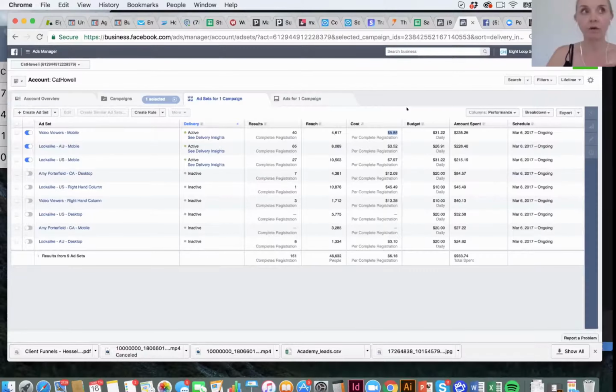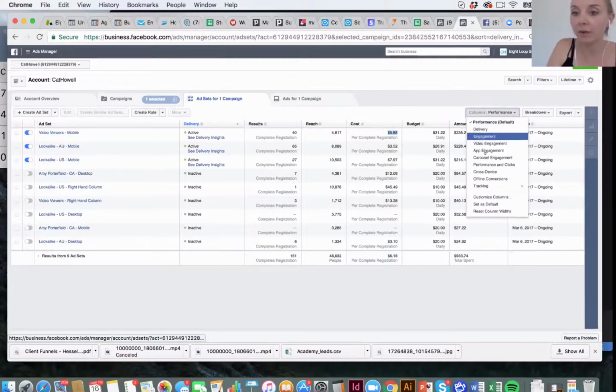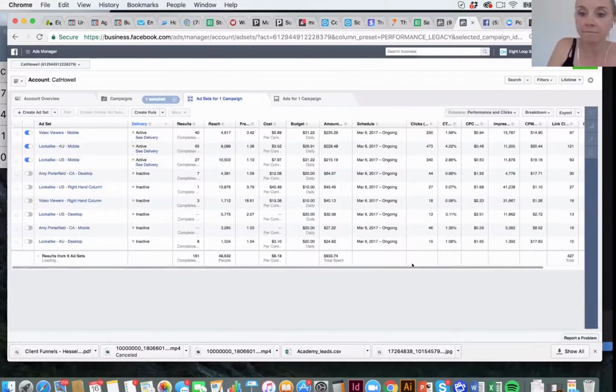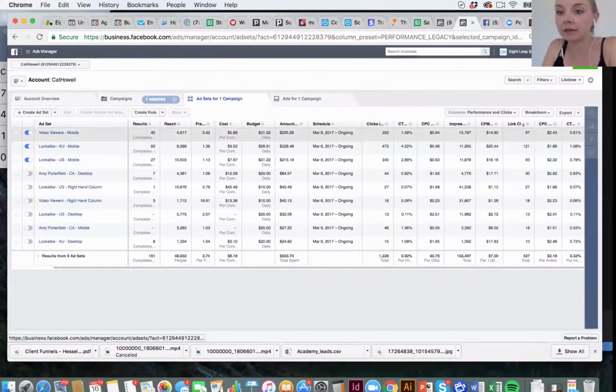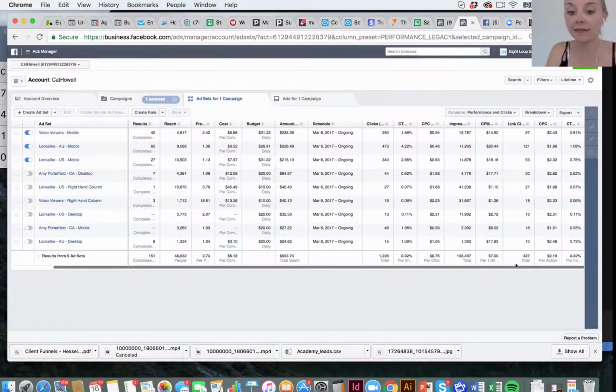Typically, for free opt-ins, webinars, lead magnets, freebies, whatever, the landing page should convert at 20%. That's what you want. So here's how we check that. You're going to pull up performance and clicks in your reporting. And we're going to look at the link clicks. So we've had 427 people click on this ad, click through to the page.